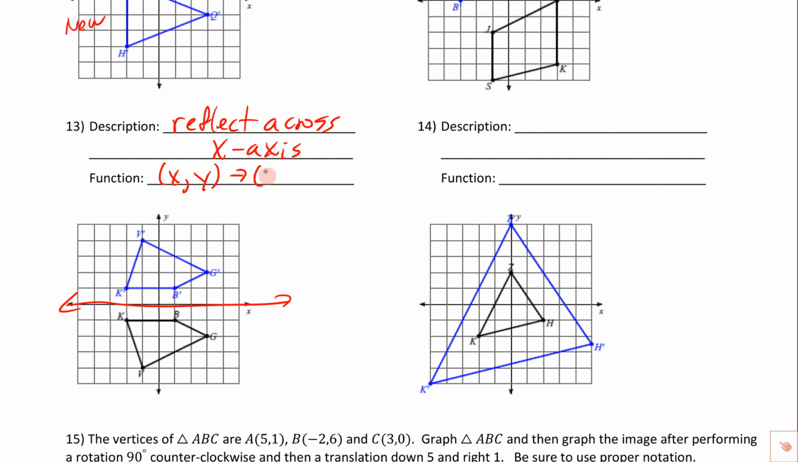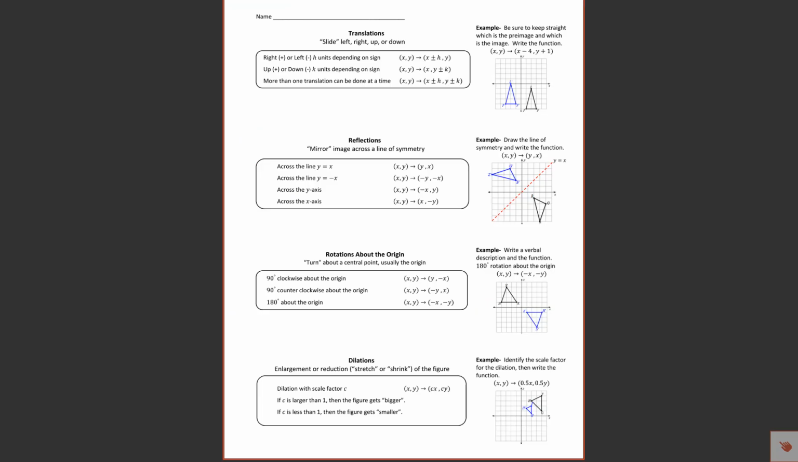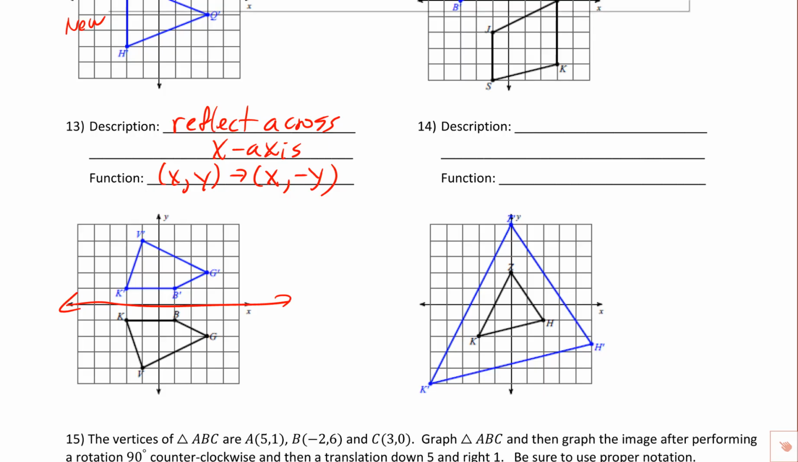So here's what it's going to be. The x is going to stay exactly the same and the y is going to change sign. Now we think it's a reflection across the x-axis. Let's flip over here and see if we're right about that. Reflect across the x-axis. The x stays the same and the y is the one that changed signs. So we're in good shape on that one.